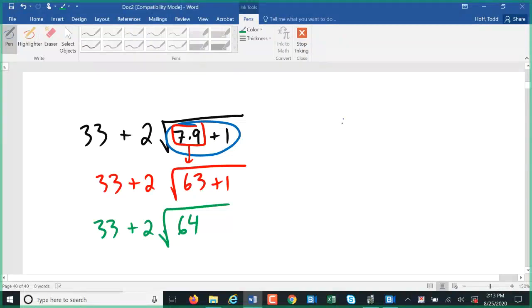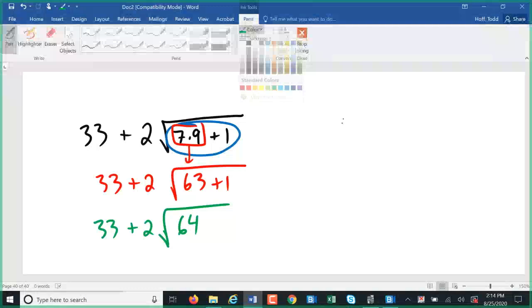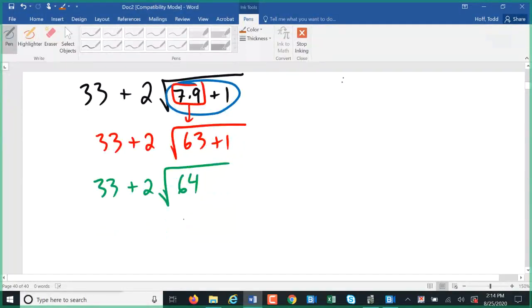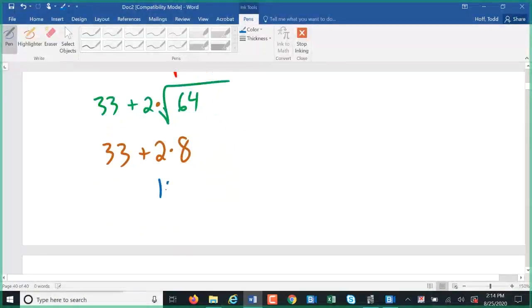So just like the parentheses, we can take out that root symbol. Unlike the parentheses, however, we actually have to do something when we take it out. When we take out that square root symbol, we actually have to do the square root. What's the square root of 64? 8. 8, perfect. Also, just like the parentheses, we have that 2 in front. We have to put multiplication in there. Now we have the 2 times 8, which is 16. And 33 plus 16 is 49.